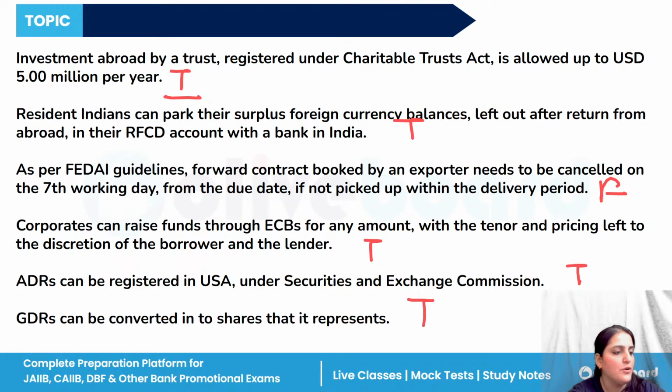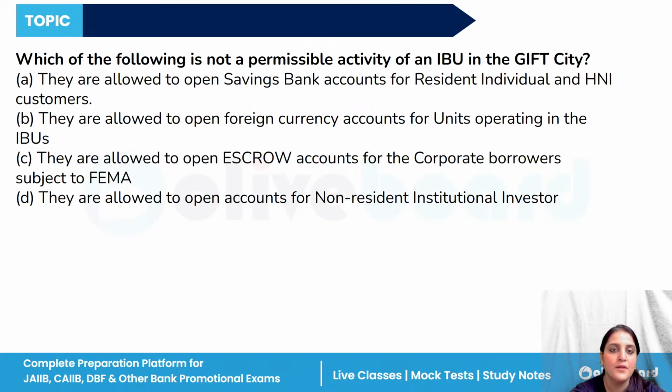Now I think 3 or 4 questions are also left. Let's complete them too. Which of the following is not a permissible activity of an IBU in the gift city? IBU is International Banking Unit.